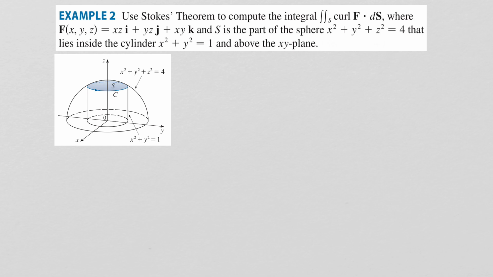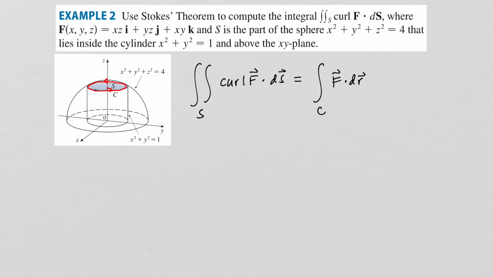Okay, so in this case, taking the double integral over s of the curl of f dot ds is likely going to be pretty involved, pretty difficult. So instead, we'll say this is equal to the integral of f dot product dr over the boundary curve, which is this curve right here. That will likely be much easier. So first, I just need to parameterize the boundary curve, right? The boundary of the surface up here, this boundary curve.